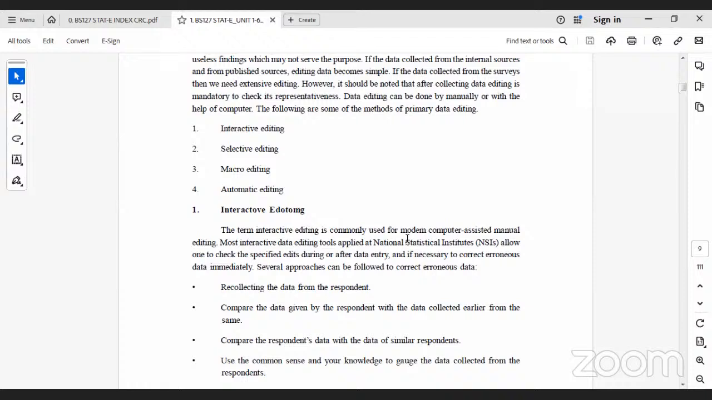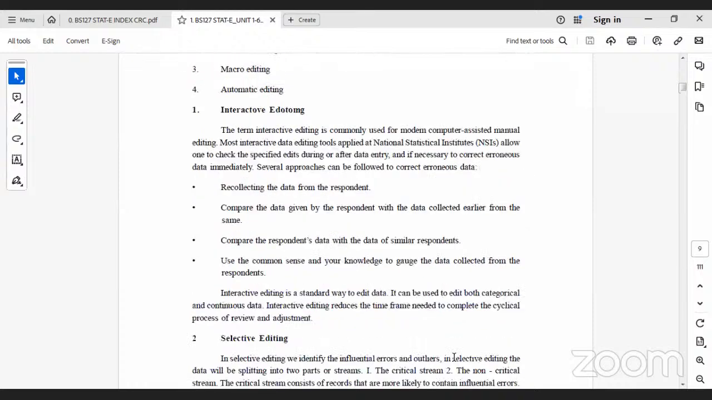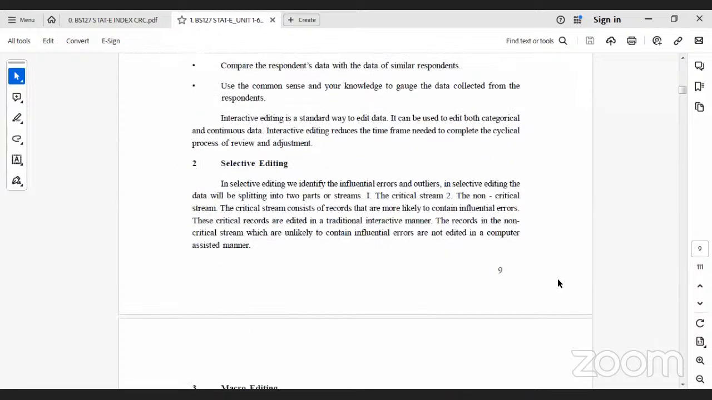Compare the respondent's data with the data of similar respondents. Use common sense and the knowledge collected from the respondents. Interactive editing is a standard way to edit the data. It can be used for both categorical and continuous data. Interactive editing reduces the time frame needed to complete the cyclic process of review and adjustment.